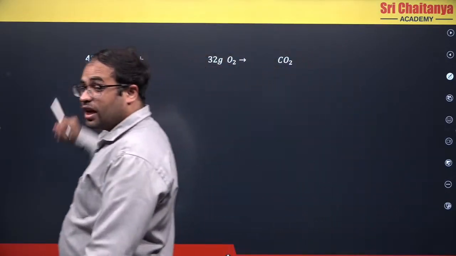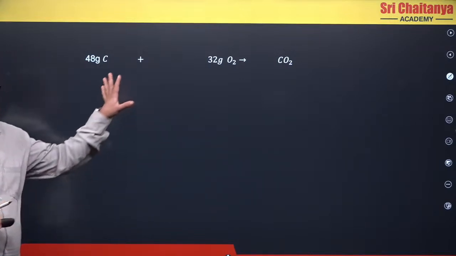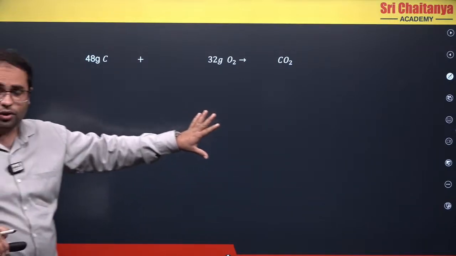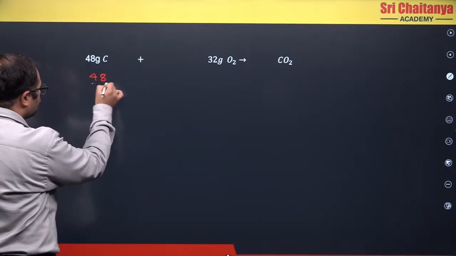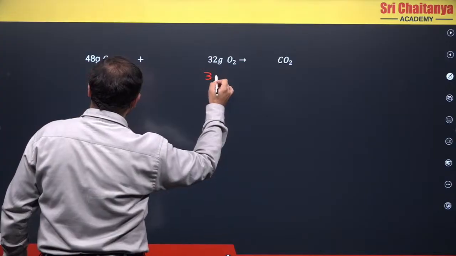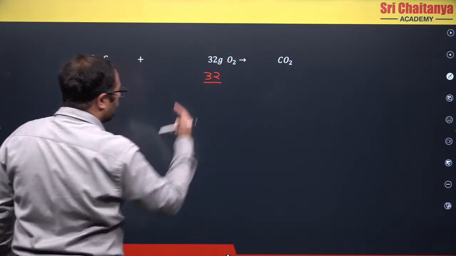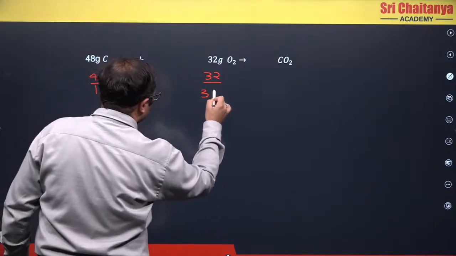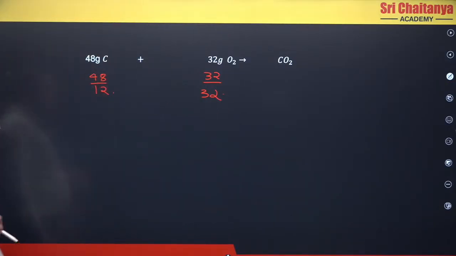So you have 48 grams of carbon. The first thing that you have to do is calculate the moles of each species that is given to you. Now, carbon's molar mass is 12. Oxygen's molar mass is, this is O2, O2 means 32, right? So if you have 12 here, what will it be?